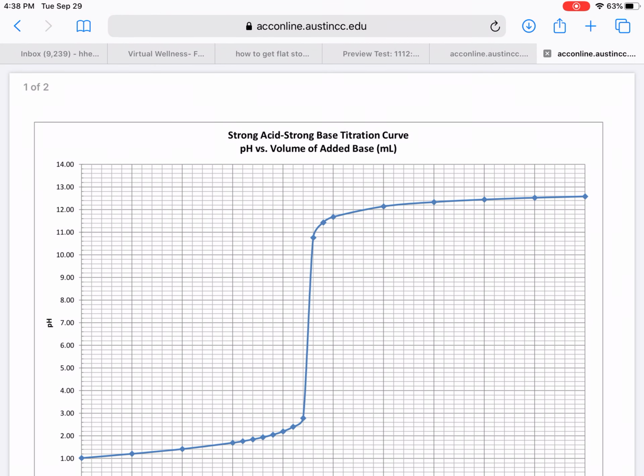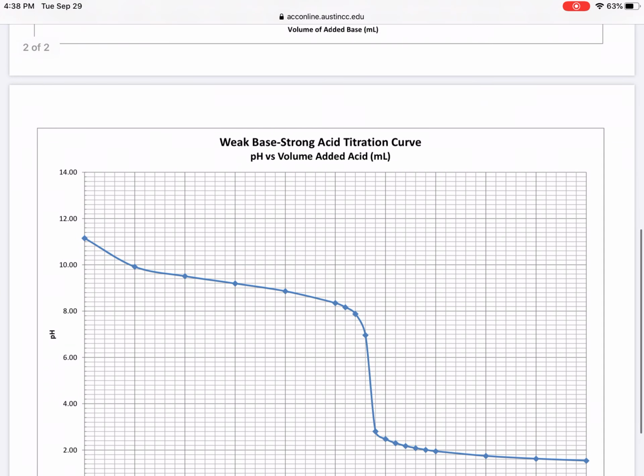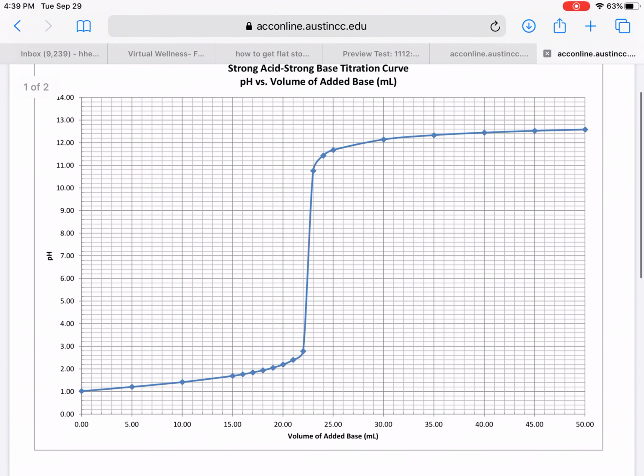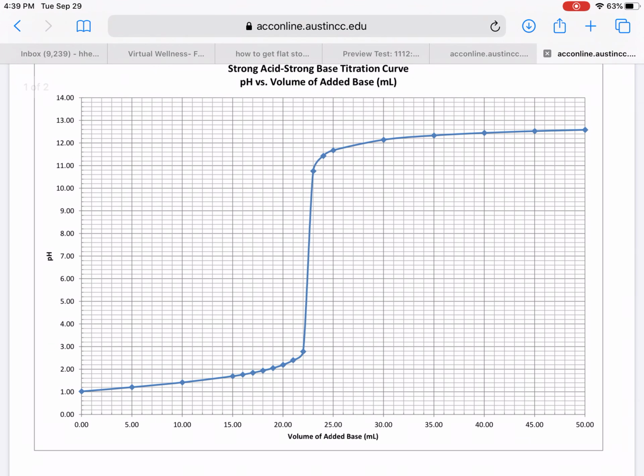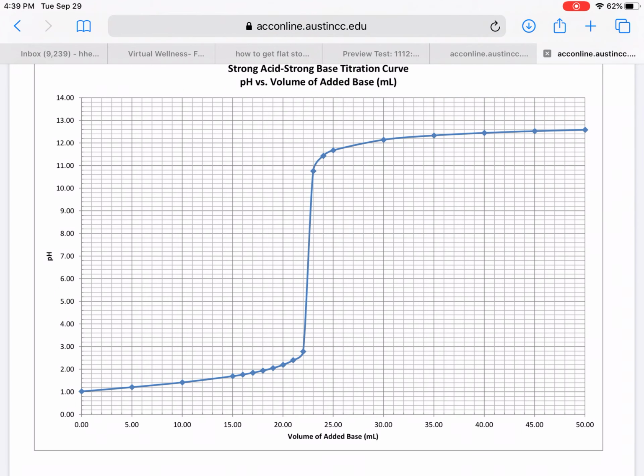Okay, so this is the titration curve. Now this is a strong acid strong base titration curve, and underneath you find a weak base strong acid titration curve for some of the other questions. Now how do you find the equivalence point? Okay, so you can see here the midpoint. I will have to download this, I believe, so I can write on it.